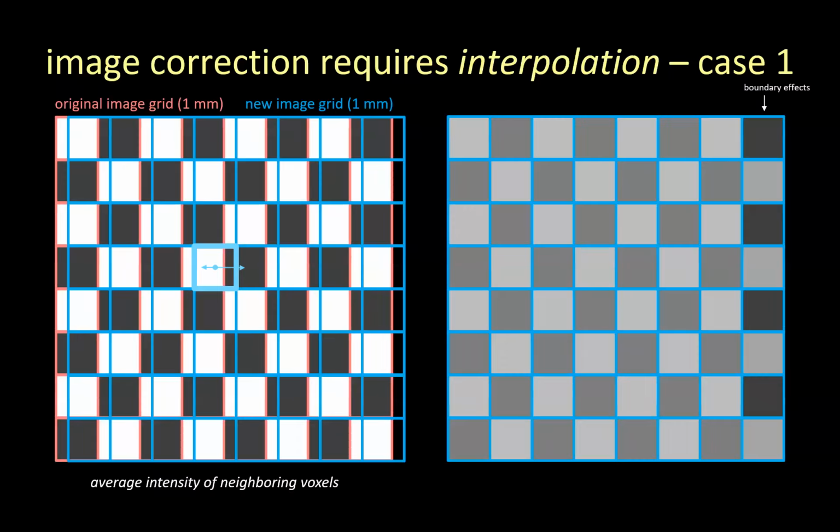If we consider the rest of the voxels in this image, you see that there's some blurring introduced, some averaging of the intensities, as well as these boundary effects, which I'll come back to in a few moments. So again, the point here is that there's averaging, some kind of smoothing introduced when we interpolate.